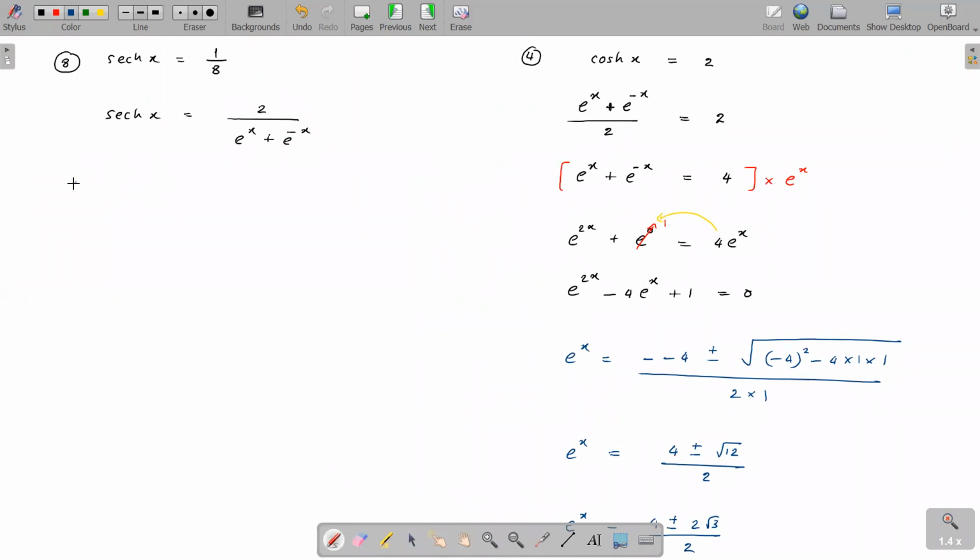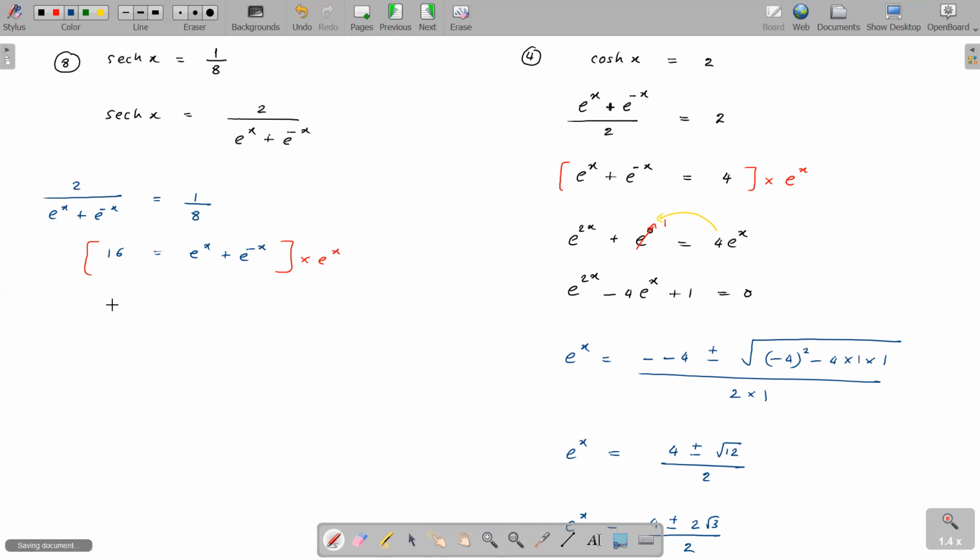All right, so let's get it. 2 over e^x plus e^(-x) is equal to 1 over 8, because sech x is equal to 1 over 8. So simply, it's time to just simplify and get a quadratic equation again, right? So 8 times 2, that's 16, equals e^x plus e^(-x). And the next thing you can do here is multiply everything by e to the power x.